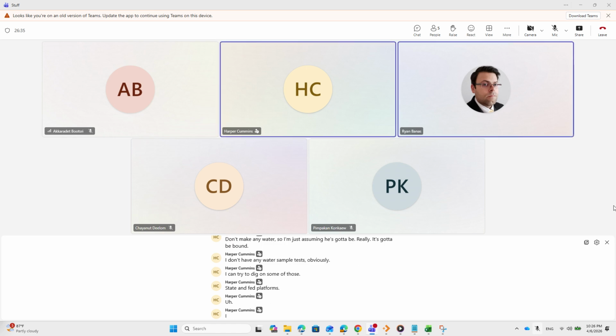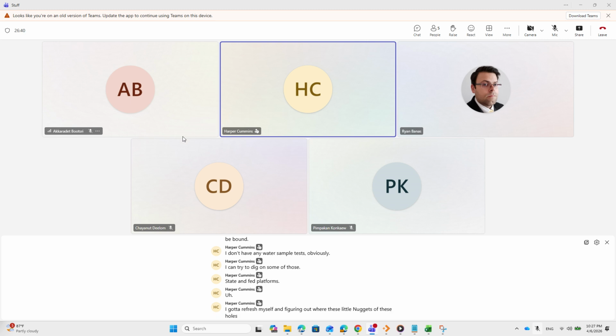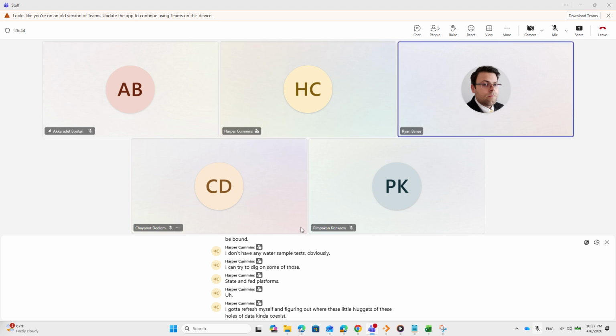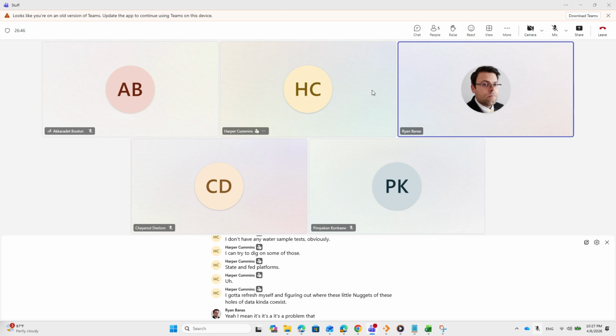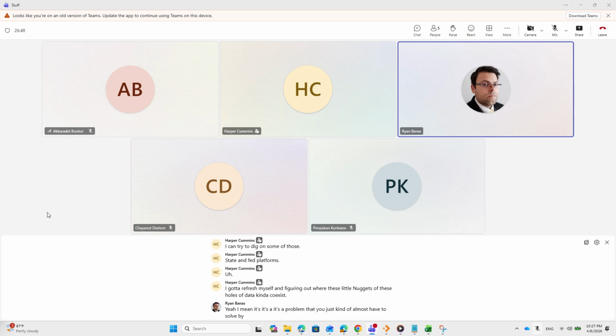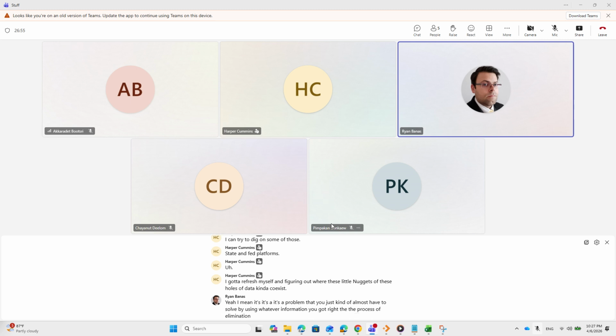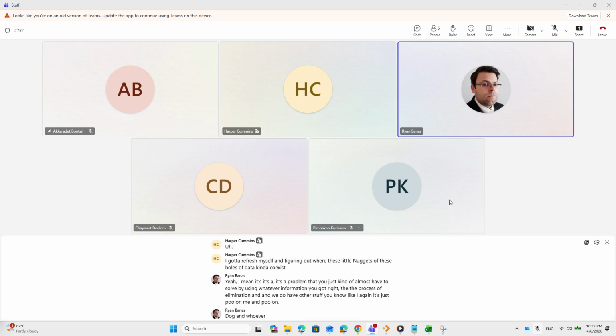I gotta refresh myself and figure out where these little nuggets, these holes of data, kind of coexist. Yeah, it's a problem that you almost have to solve by using whatever information you've got, right? The process of elimination. And we do have other stuff. It's just poo on me and poo on Doug and whoever else that didn't. And I shouldn't say that, because maybe Doug's got this stuff organized better.